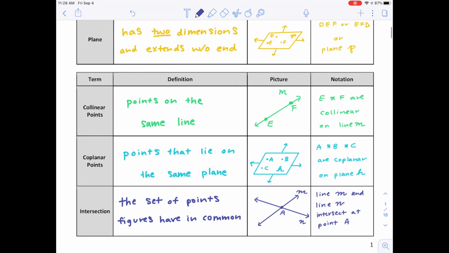So if you need to finish copying some of this down, again, please pause the video and then meet me on the next page to go over some examples.